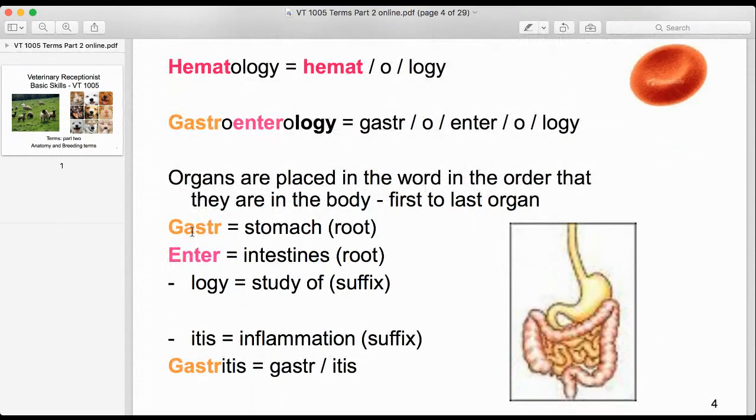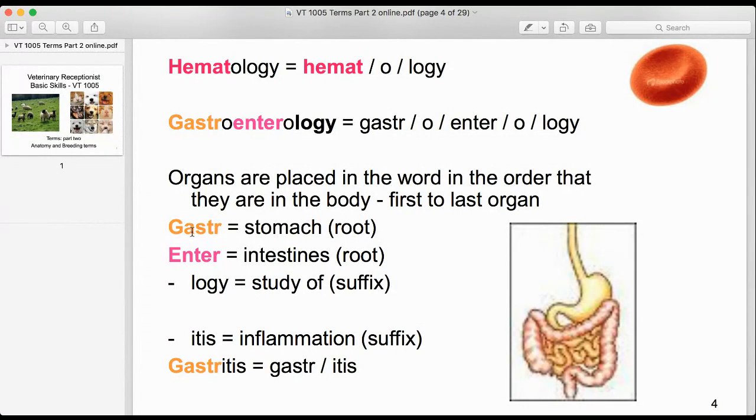Gastroenterology. Say that with me another time. Gastroenterology. With gastro meaning the stomach, enter is the intestines, and logy again, study of. And another key in medical terminology is the fact that organs are placed in the word in the order that they are in the body. So you do not have enterogastrologist. That doesn't make sense. Enterogastrologist, it's almost hard to say, because you wouldn't have that because the stomach comes before the intestines.